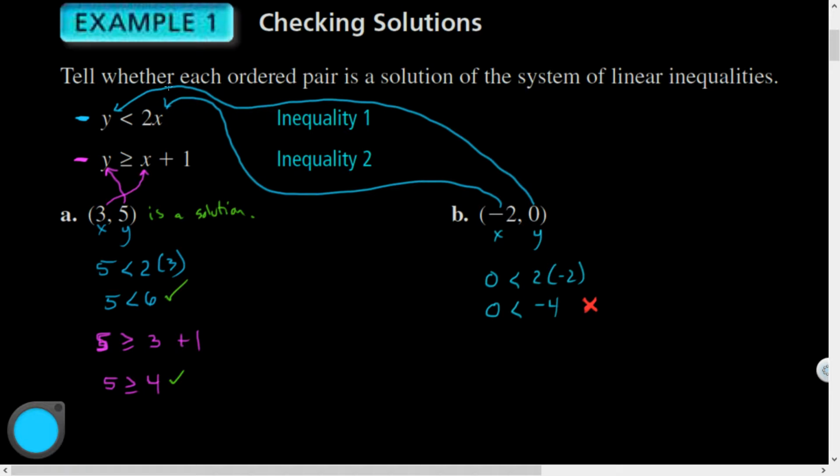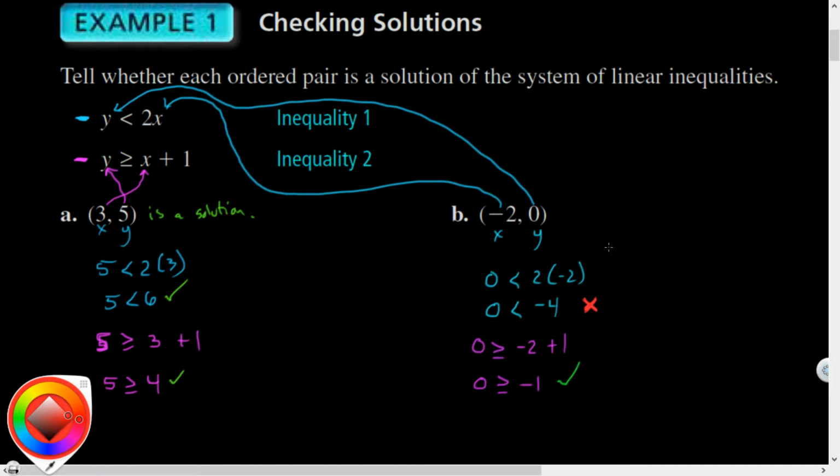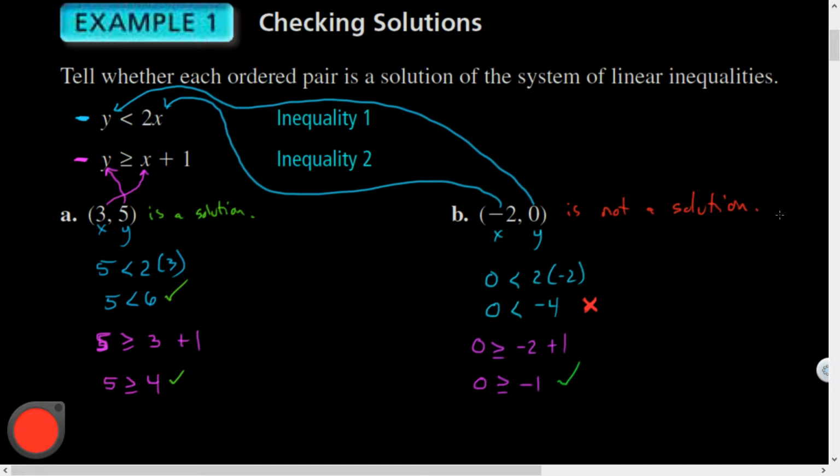It didn't work for the first inequality. Technically, I could end there, but let's just see if it works for the second one. I'll plug in negative 2 for this x and 0 for this y. So is 0 greater than or equal to negative 2 plus 1, which is negative 1? Is that a true statement? Yeah, 0 is bigger than negative 1. That's true. However, just because it worked for the purple inequality doesn't mean it works for the system. It failed in the blue inequality. So this is not a solution of the system. It's got to work for both. Ain't no good if it just works for one.